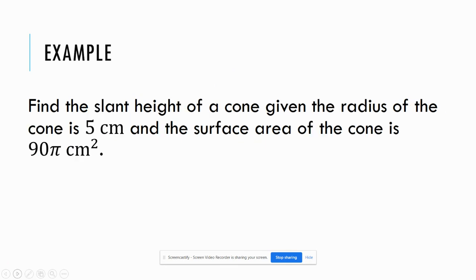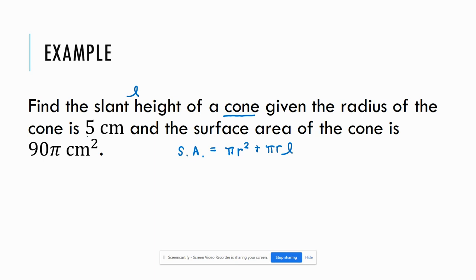In this last one here, it's talking about wanting to find the slant height of a cone, given the radius of the cone is 5 centimeters and the surface area of the cone is 90 pi centimeters squared. So if we're talking about the shape of a cone, we want the correct formula for surface area. When we're talking about a cone, it's going to be pi times your radius squared plus pi times your radius times your slant height. Now we're trying to find the slant height, so I don't know what L is.